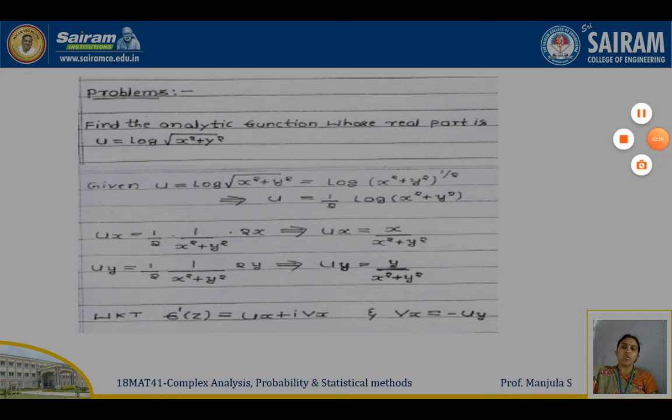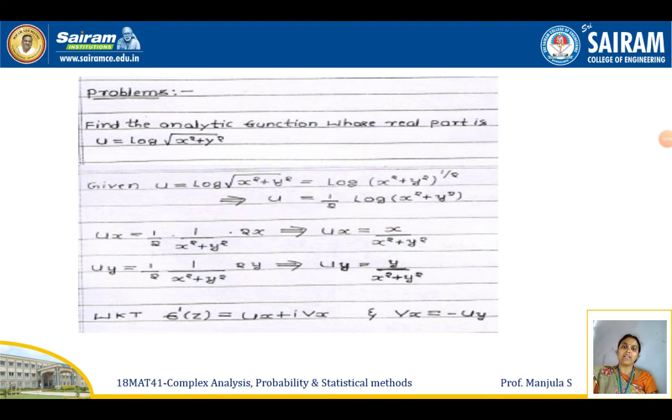We'll see the first problem. Find the analytic function whose real part is u equals log of square root of x square plus y square. Here they asked us to find the analytic function, that is f of z, and the given data is u. So first write the given u function: u equals log of square root of x square plus y square. We can write that as log of x square plus y square, whole to the power 1 by 2. So u equals 1 by 2 into log of x square plus y square.